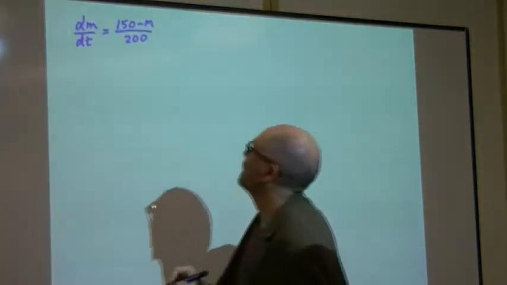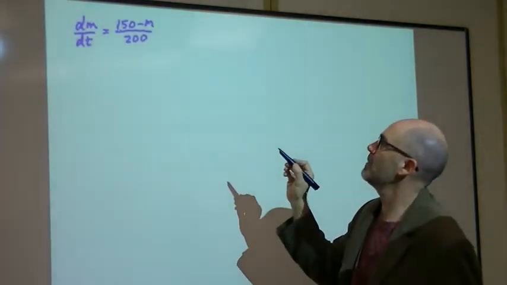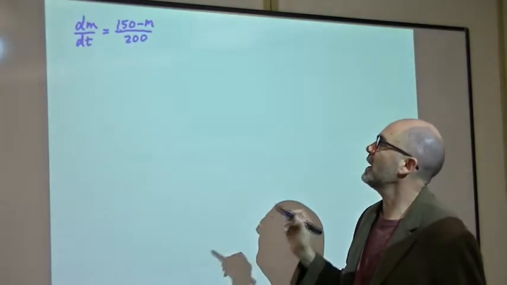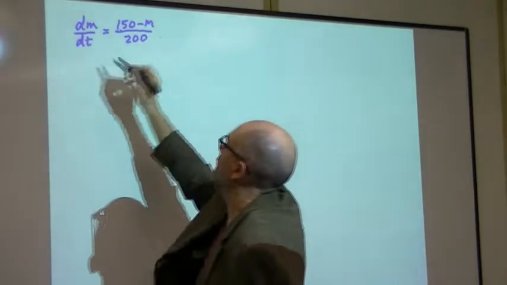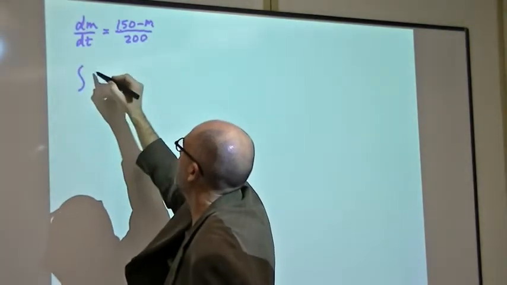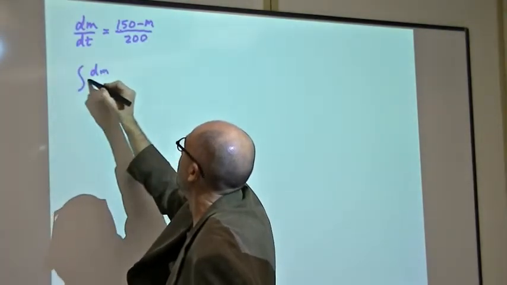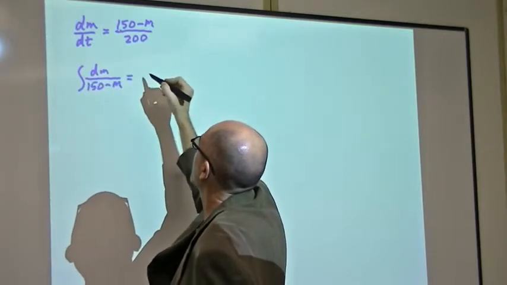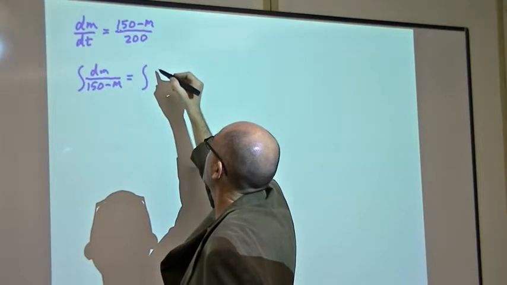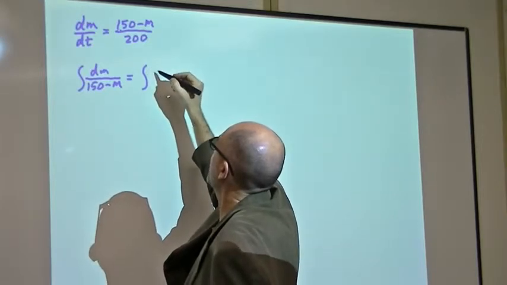Okay, so cruising onward. dm/dt equals 150 minus m over 200. So we need to separate this thing. We're going to bring the m's down to the left. So I've got the integral of dm over 150 minus m equals the integral of dt over 200.